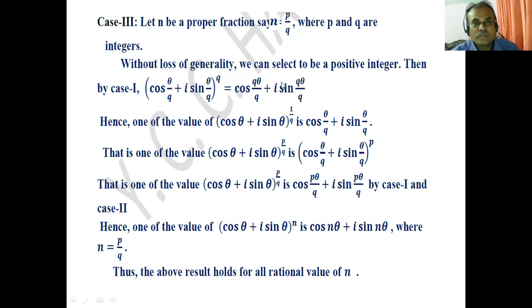So p by q is n. So cos of n theta plus i sine of n theta, where n equals p by q. This shows that De Moivre's theorem is valid for n equal to a fractional value. So this is case 3. Hence the proof of De Moivre's theorem.